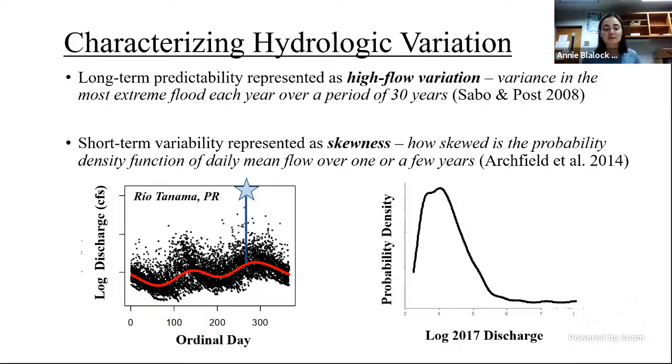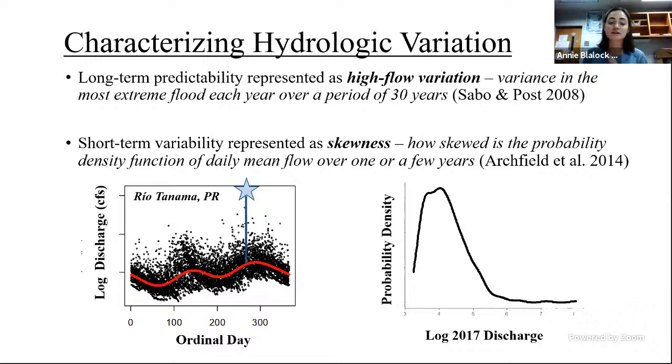So we looked at long-term predictability, or really how predictable the timing and magnitude of floods and droughts are in the study area. We characterized this using high flow variation, or variance in the most extreme flood each year over a period of 30 years. And that's represented in the figure on the left.